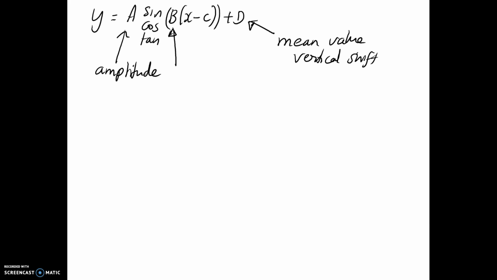This value here, B, is the frequency, and it affects the period, and C is the horizontal shift. It's important to understand that if there is a minus C, the graph is moving C units to the right, and if it's plus C, it's moving C units to the left.